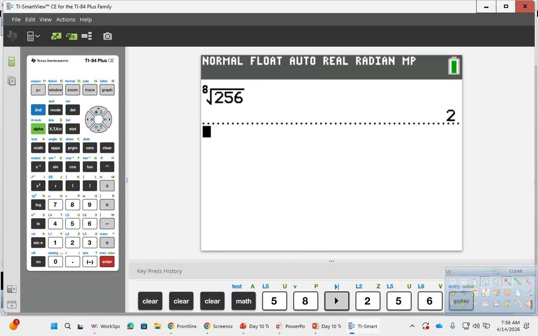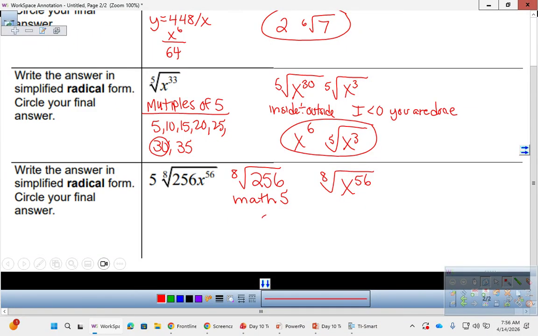Is a whole number. So I'm going to change this to a 2. And for this, I'm going to do inside divided by outside, which works out to a whole number, right? What's 56 divided by 7? So this is x to the 7th. And then I'm just going to bring this 5 down.